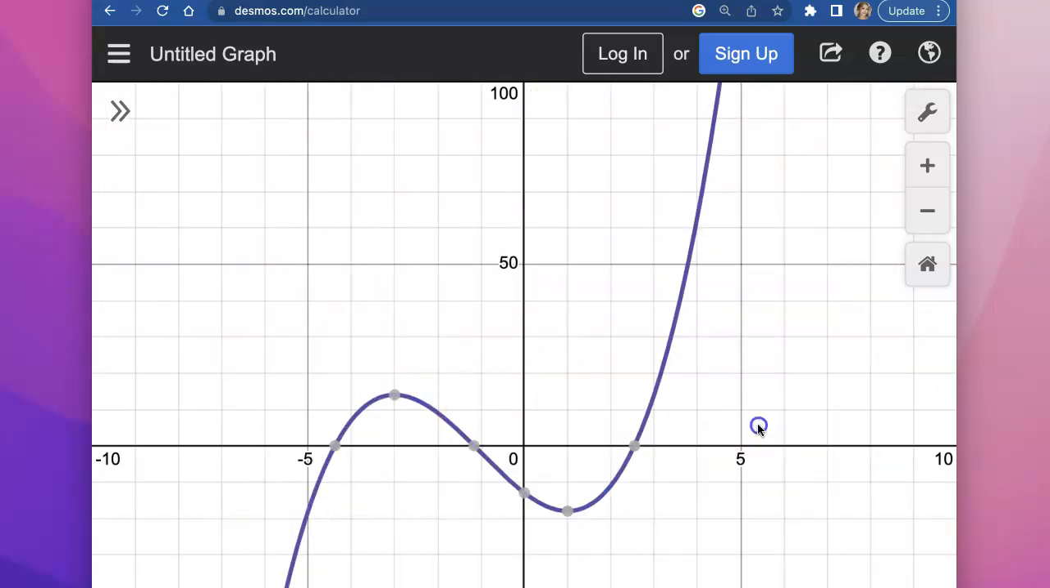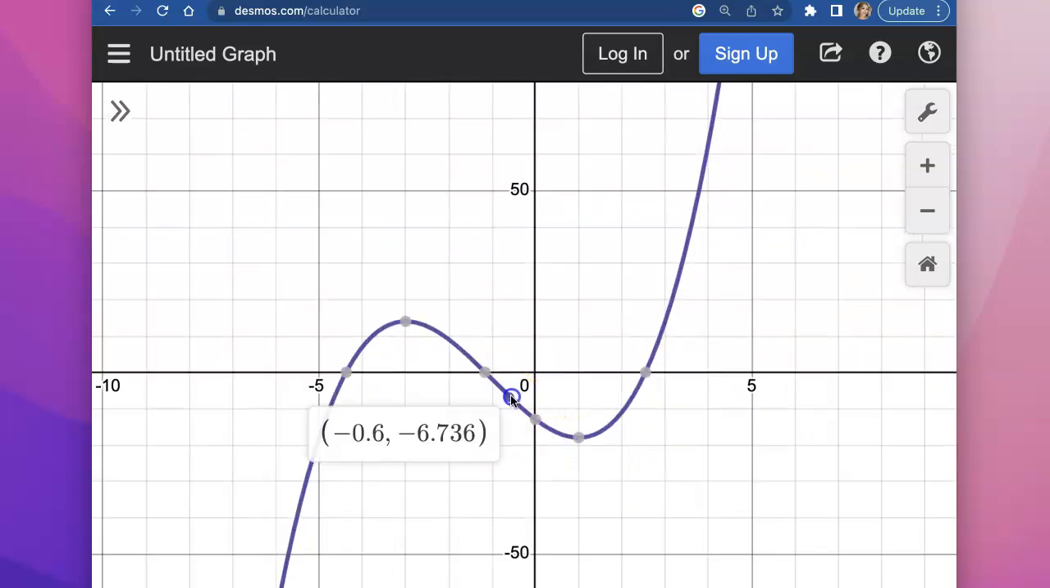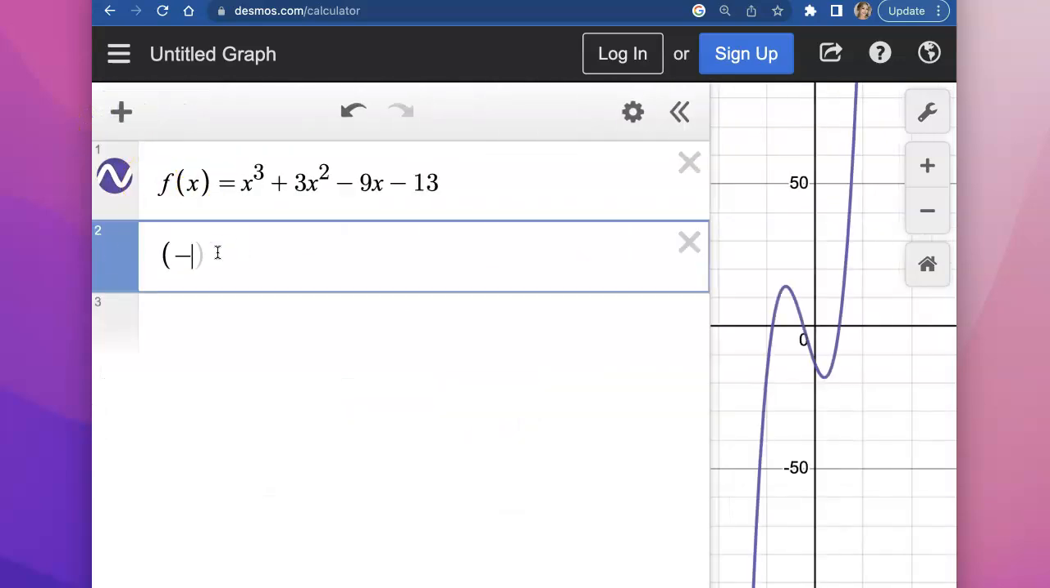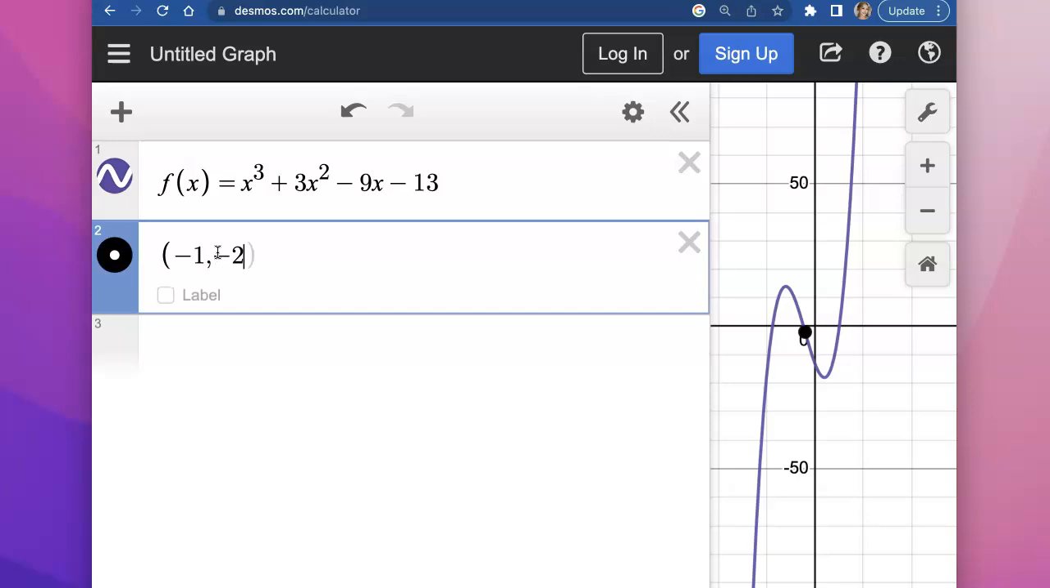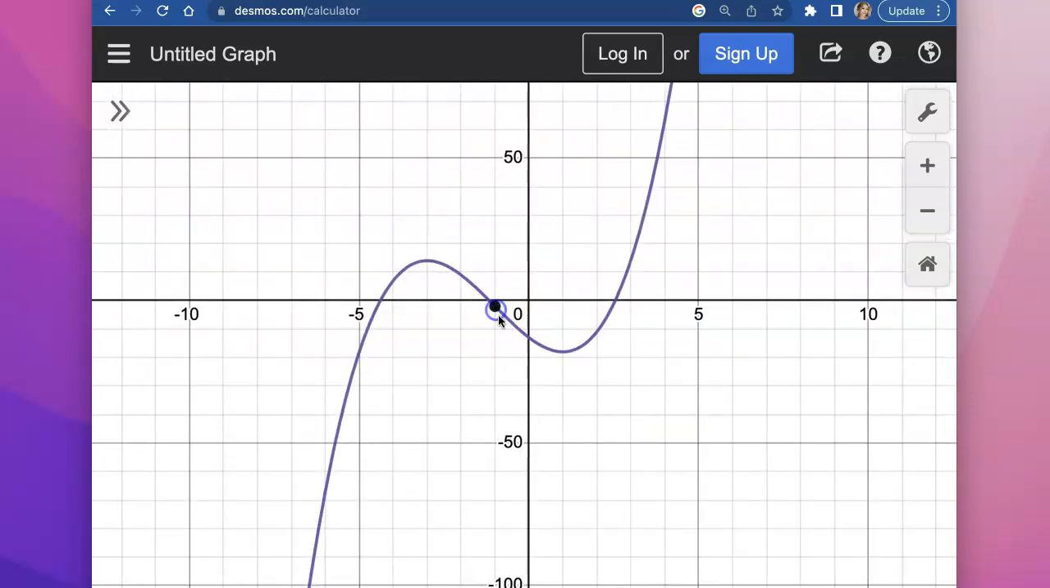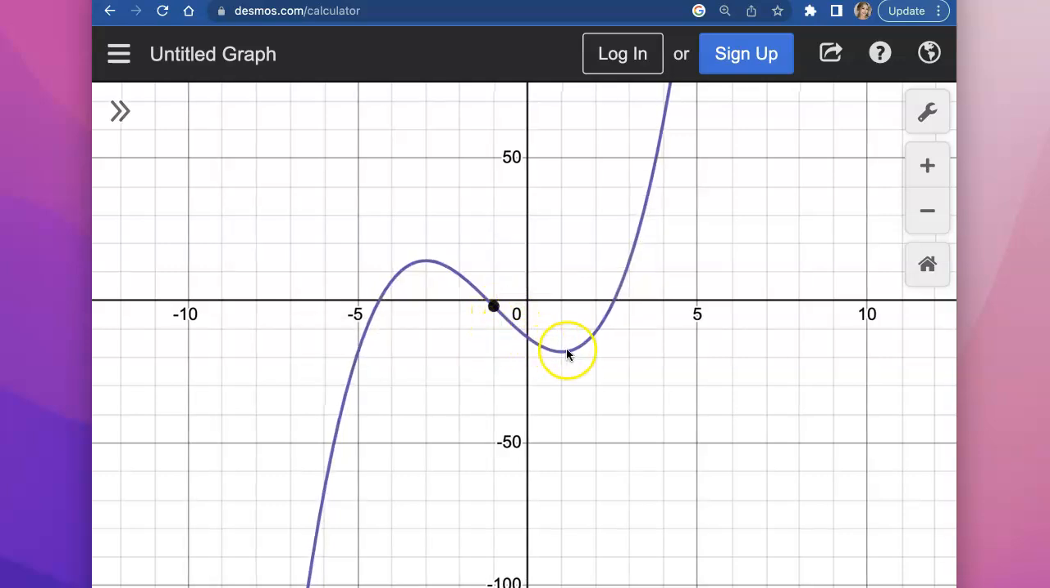Right, look at this for me. Point of inflection. Where is it happening? I will plot our point of inflection at (-1, -2). This is where the concavity changes. To the left of it, this is concave down. And to the right of it, this is concave up.